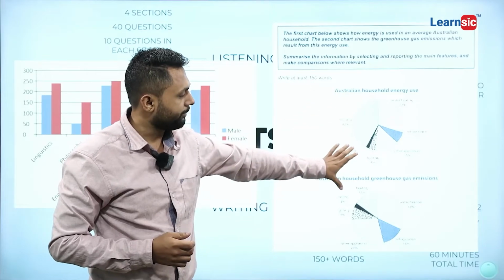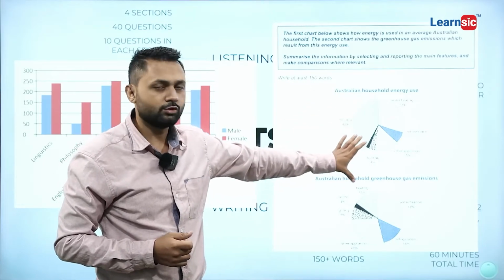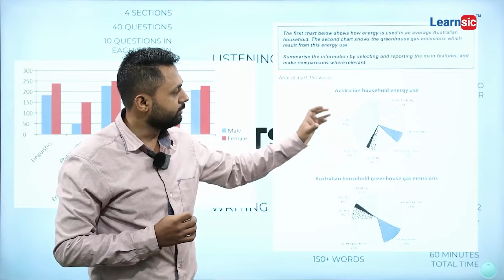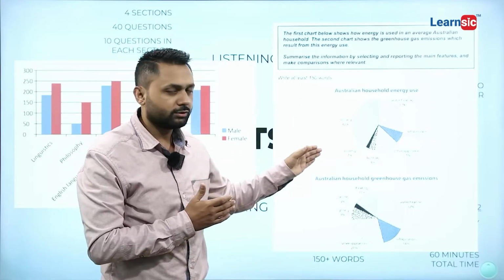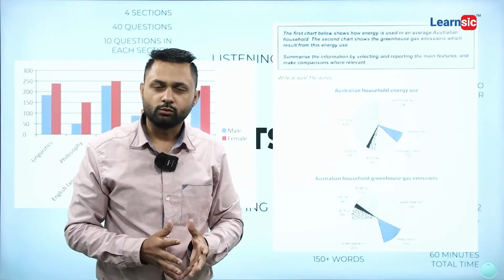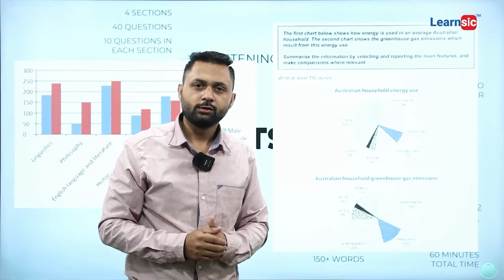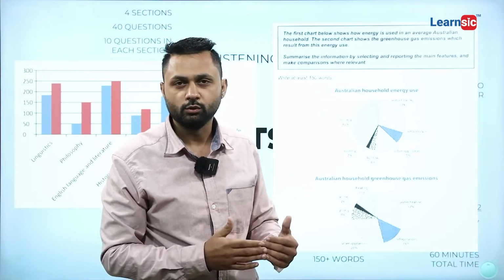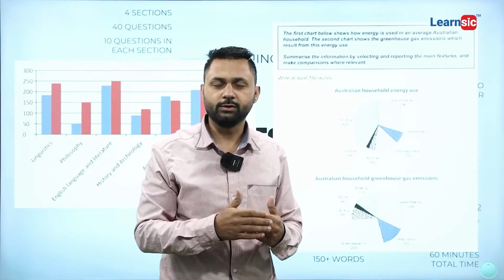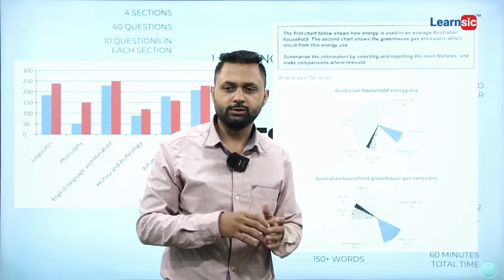So there are 2 pie charts here. Okay, there are 2 visuals, there are 2 pie charts. You need to write about this pie chart for writing task 1, and you need to write it in more than 150 words. So you cannot write it in 149 words, you must exceed 150 words. So you can write from 150 to 200 words.